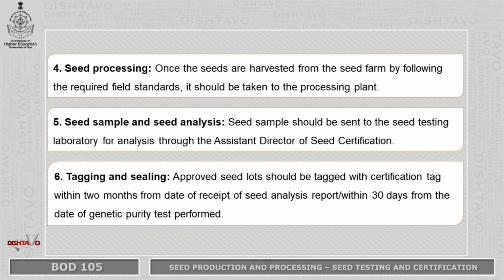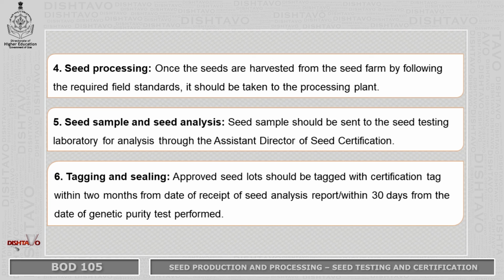Fourth is seed processing. Once the seeds are harvested from the field by following required field standards, they should be taken to the processing plant. We have seen before how the seed processing is done in this particular topic. Fifth is seed sample and seed analysis. Seed sample should be sent to the seed testing laboratories for analysis through the Assistant Director of Seed Certification.